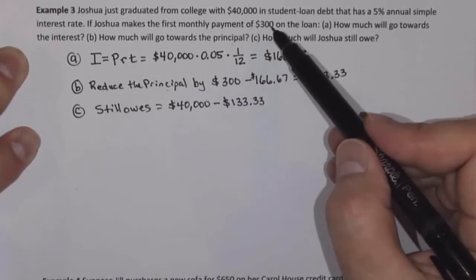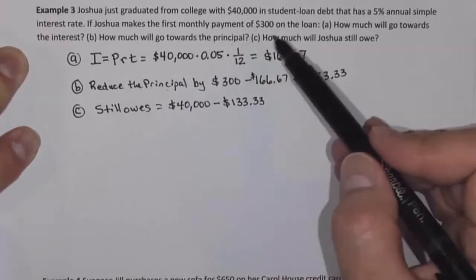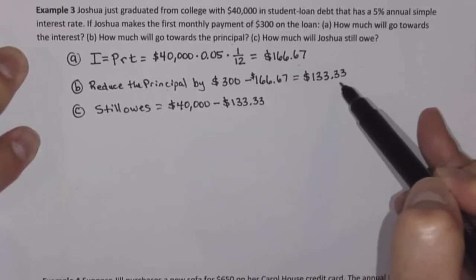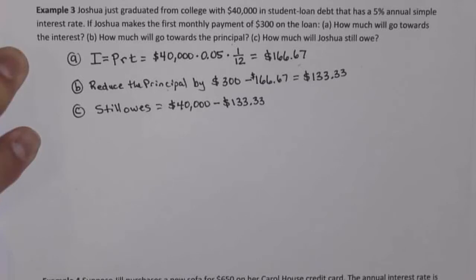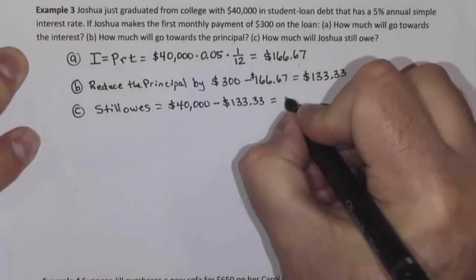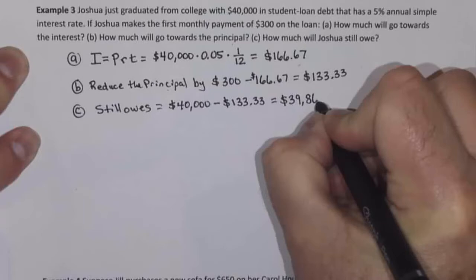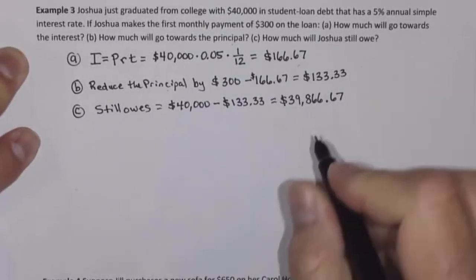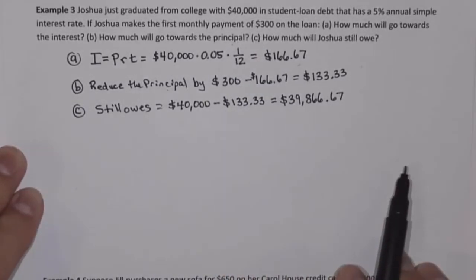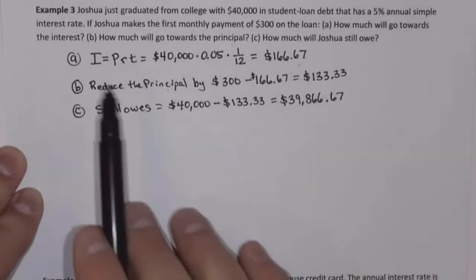So again, he made a $300 payment, but all $300 doesn't go to pay off the loan. $166.67 goes for interest, and only $133.33 actually pays on the loan. So how much does he still owe? Well, if we take $40,000 minus $133.33, Joshua still owes $39,866.67. So the answer to part C is $39,866.67. So Joshua made a $300 payment, but he now still owes $39,866.67. So we've completed the example.